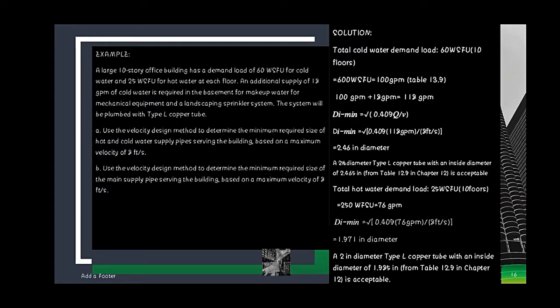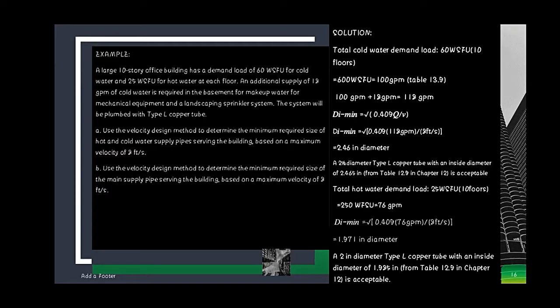So we have a sample problem here. A large 10-story office building has a demand load of 60 WSFU for cold water and 25 WSFU for hot water at each floor. An additional supply of 18 gallons per minute of cold water is required in the basement for make-up water, for mechanical equipment, and landscaping sprinkler system. The system will be plumbed by type L copper tube. Use the velocity design method to determine the minimum required size of hot and cold water supply pipes serving the building based on a maximum velocity of 8 feet per second.